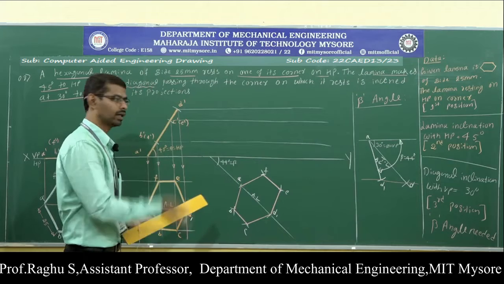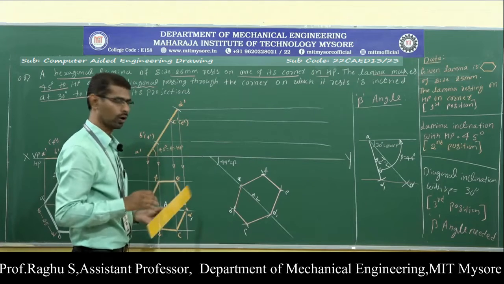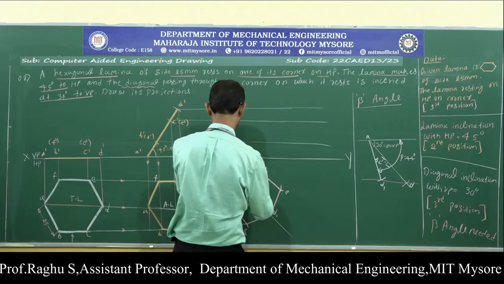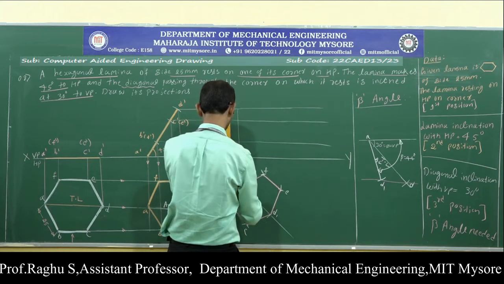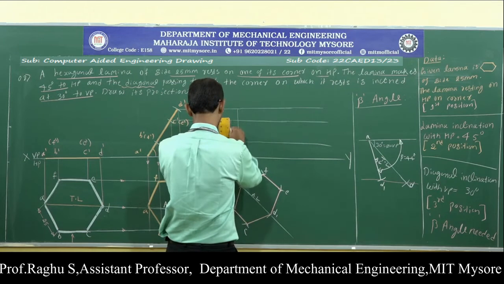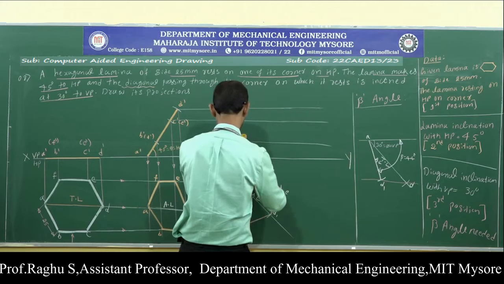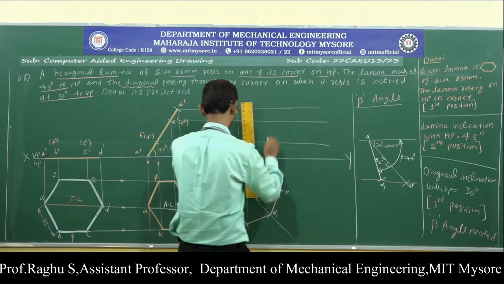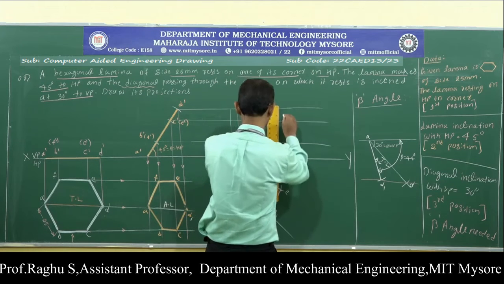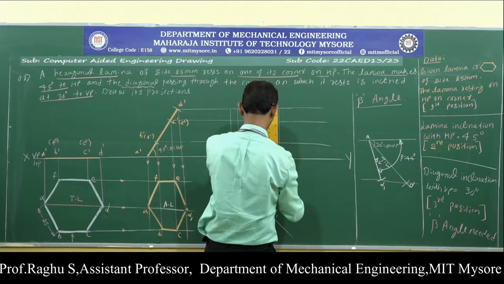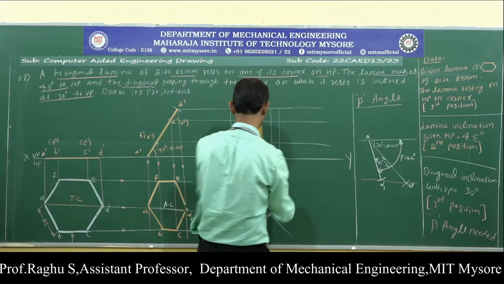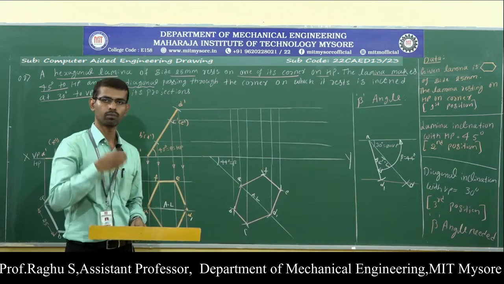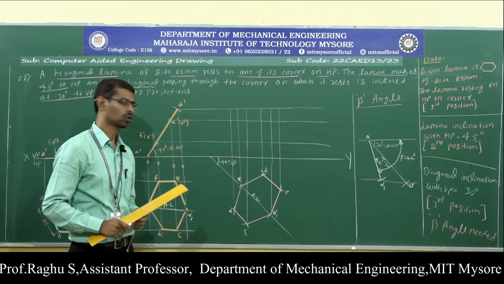Now draw vertical upward projections from all the corners. Vertical projection from point A, vertical projection from point B. Okay, here I have drawn the vertical projections from all the 6 corners.